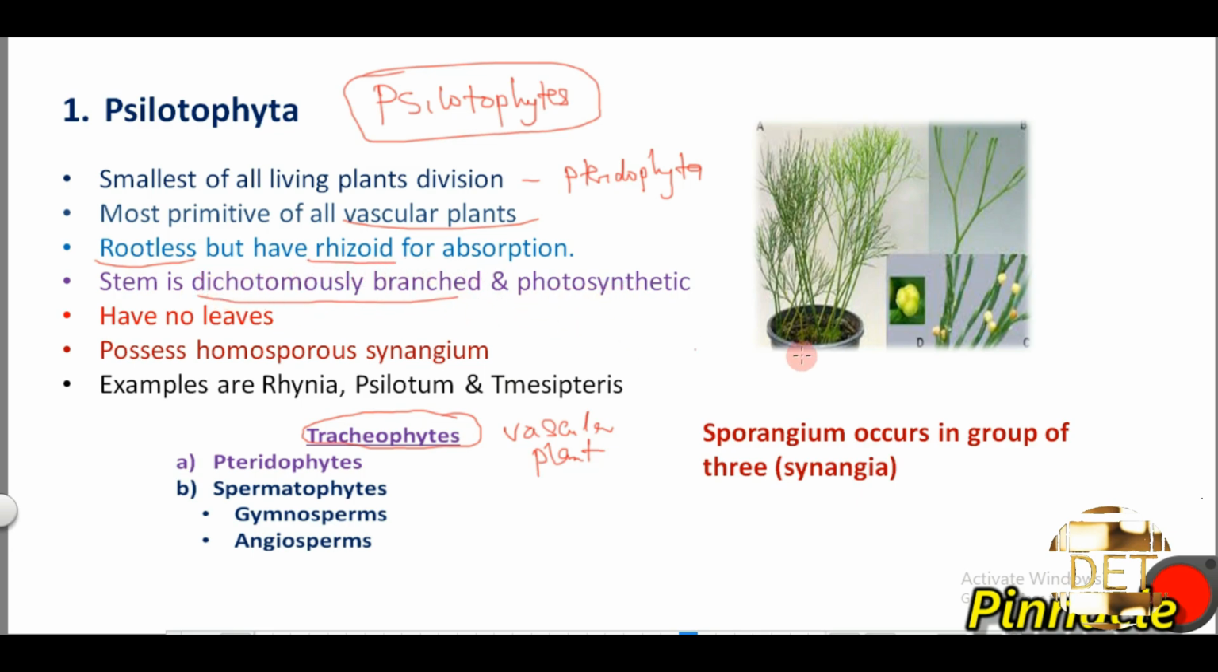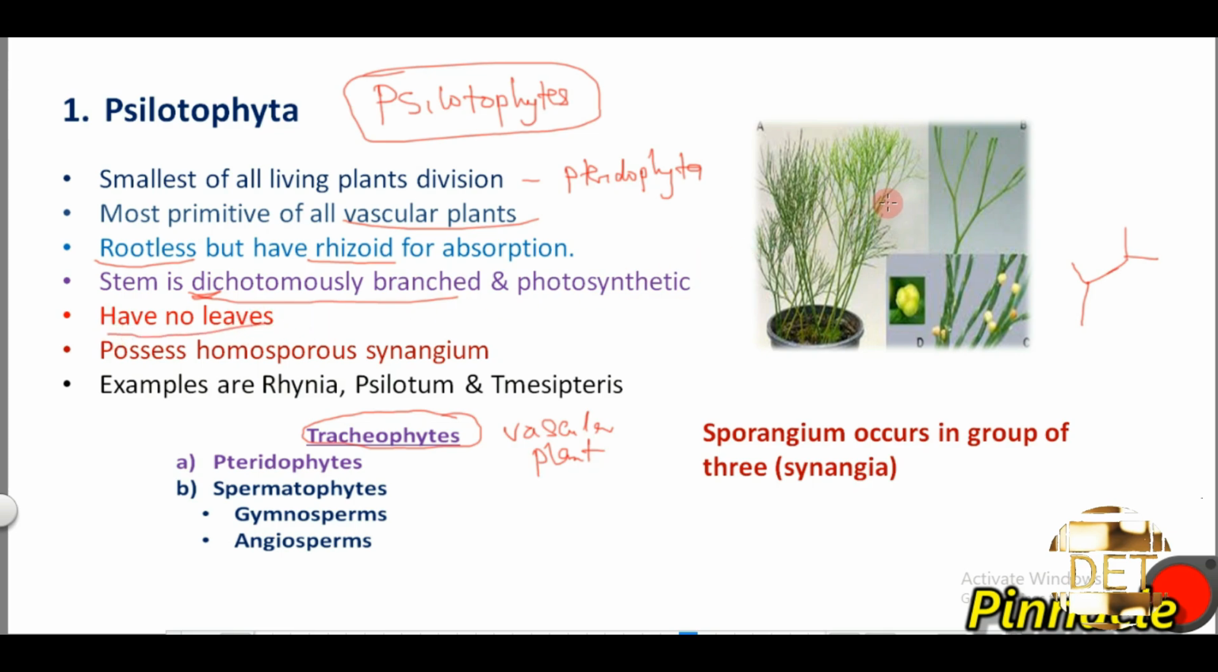By being dichotomously branched, it means that as the stem grows, when it wants to divide, it branches to form two branches. Then when this branch wants to divide as well, it branches to form two branches. So this is the dichotomous branching into two. Di means what? Two. So the stem is dichotomously branched and photosynthetic. You can see the stem is greenish in nature. That tells you that it can carry out what? Photosynthesis.